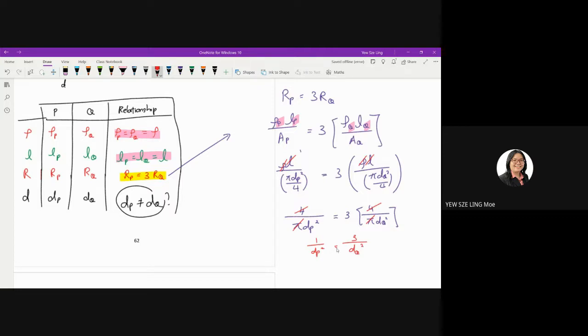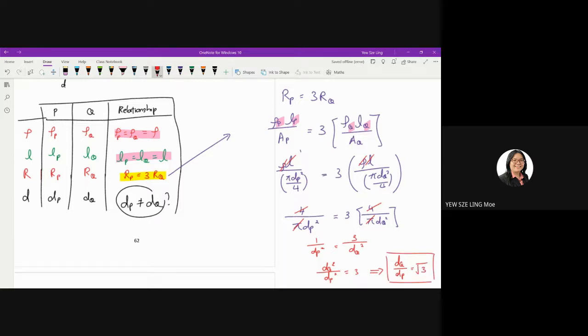I'm going to rearrange it. I'm going to put all the unknowns together. Why? Because the question is asking for a ratio. So dq squared over dp squared equals 3. Rearranging the equation, we have dq over dp equals square root 3. So that is your final answer.